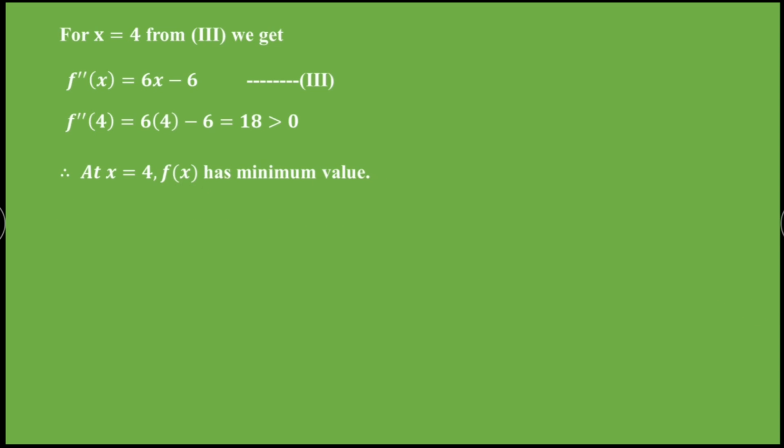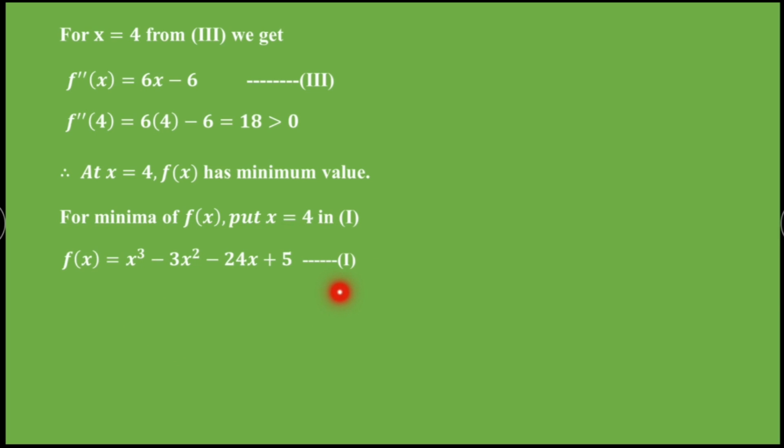Now we have to find the minimum value with the help of equation 1. For minima of f of x, put x equals to 4 in equation number 1. First we write equation 1 here. Now substitute this x as 4, this x as 4. So write 4 cube minus 3 into 4 square minus 24 into 4 plus 5. After calculating this we get f of 4 equals to minus 75. This is the minimum value.